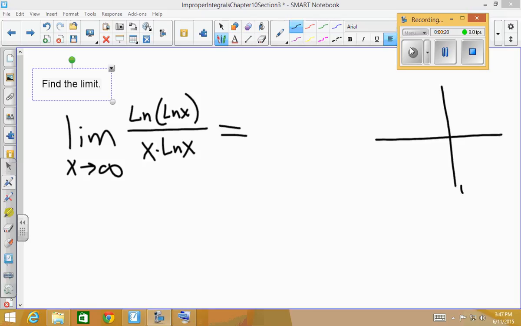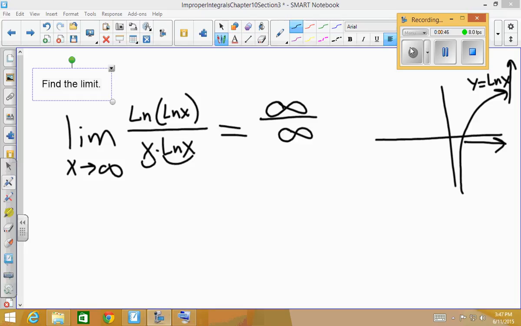remember the graph of the natural log of x. As x gets larger, the natural log of x is going to get larger, so that goes to infinity. As the natural log of x goes to infinity, x is going to go to infinity, and the natural log of x is going to go to infinity. When you multiply them together, you'll go to infinity. So this is quickly an indeterminate form.